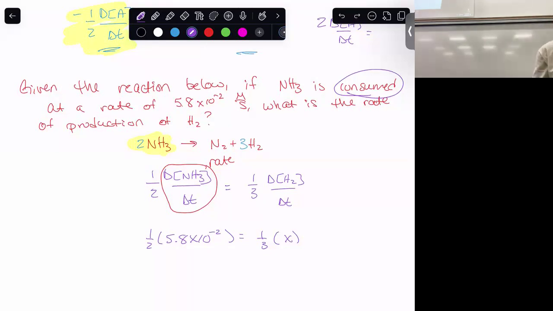Okay. Great questions, everyone. So I think you should get X is equal to 8.7 times 10 to the negative 2 molarity over second for your rate of production.